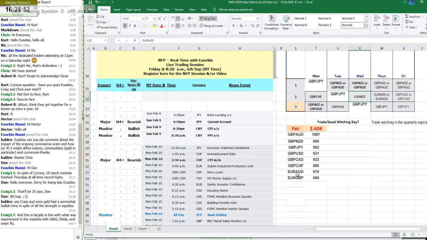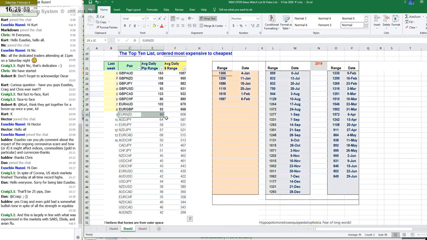So the euro kiwi doesn't even. Okay. No, it was the next pair after the euro pound. Ah, down here, right? Yeah.